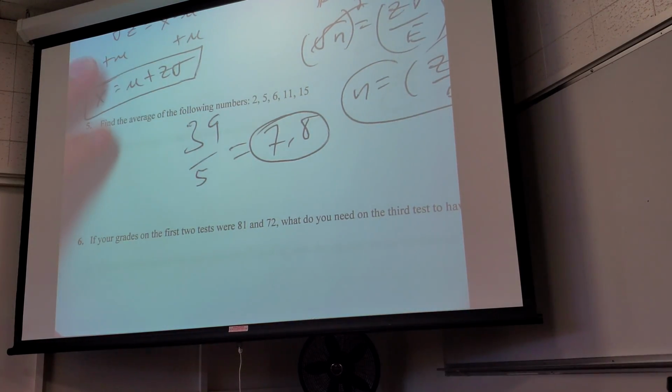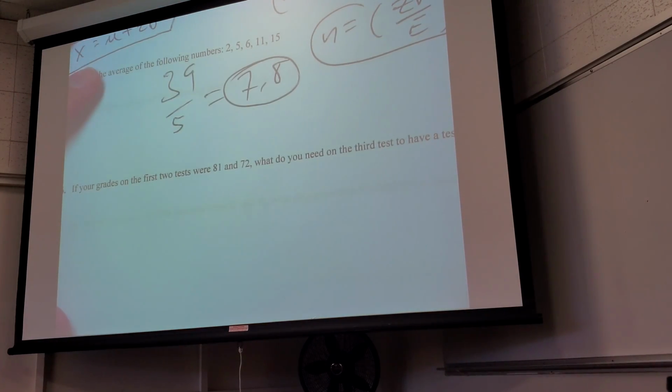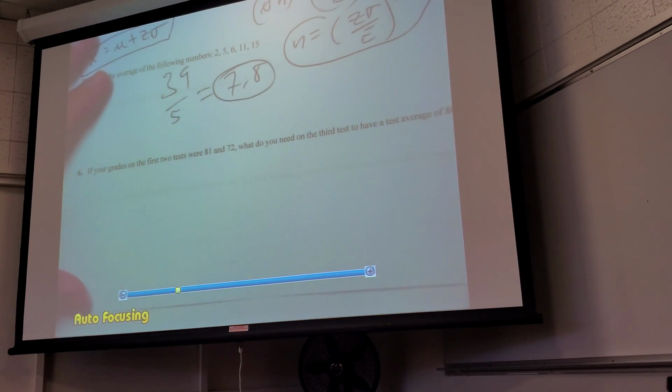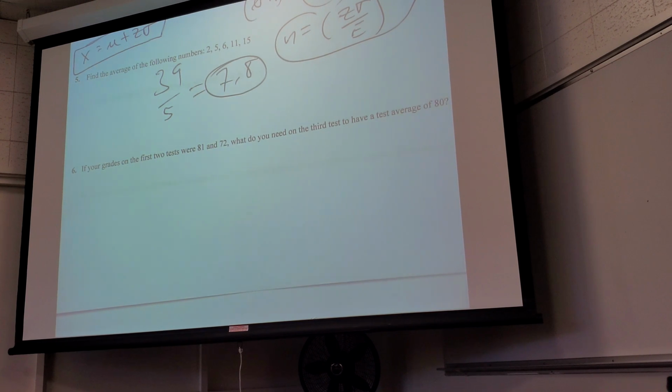When you add them all up, you get 39, divided by 5, however you want to do it. And my favorite problem, number 6. If your grades on the first 2 tests are 81 and 72, what do you need on the third test to make an 80? 87? I got an 87. Somebody else said 87. 76.5? Interesting. I got 77. Same here, I got 77. Neat. Okay. Tell me how you did it.